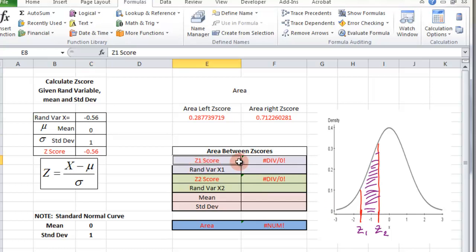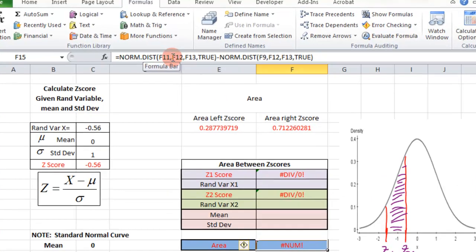I find the z1 score pretty much the same way over here with this formula. I have a new x random variable 1 according to the z1 score, and I have a mean and standard deviation. So I take the x minus the mean over the standard deviation to get this box. And I do the same thing for this one. I have a new x2 random variable because you're finding a new z-score for the second one, and a mean and standard deviation. And that allows me to find an area between them, because all I do is just subtract.